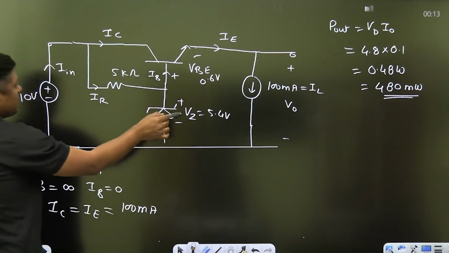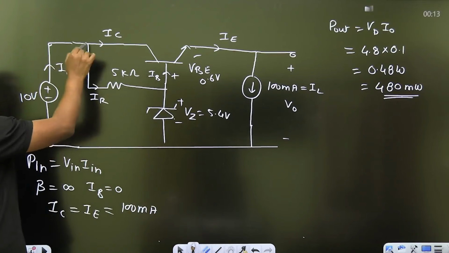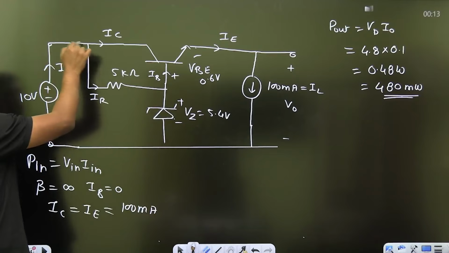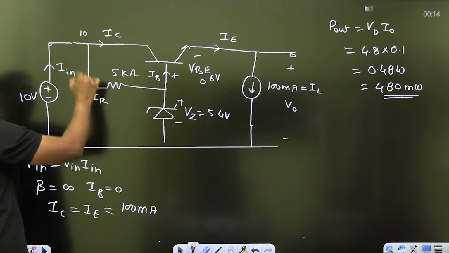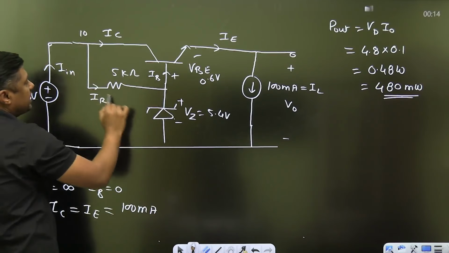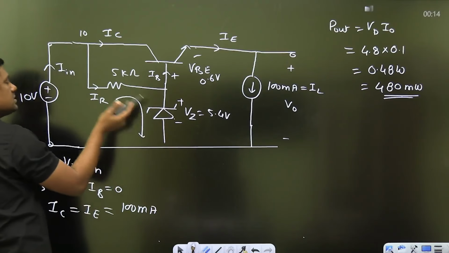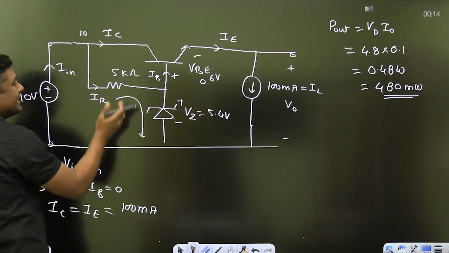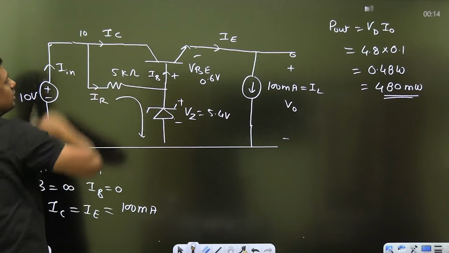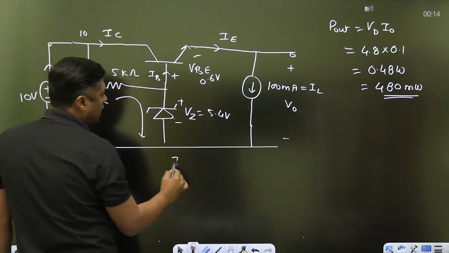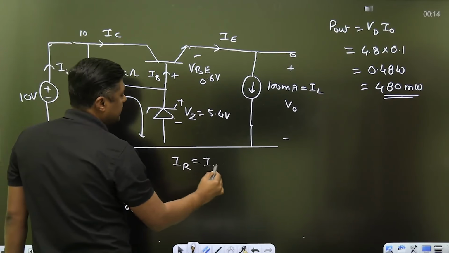Because it is 5.4 volt, what is the voltage at this point? 10 volt. There definitely will be a current, and the complete current will pass through the Zener diode, because we are considering the base current is 0, because beta is infinity. What is the value of IR? IR is nothing but IZ.